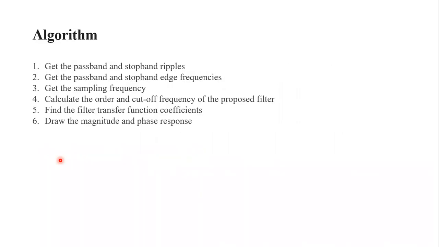This is the algorithm I will use. Basically, it requires these three inputs that will be obtained from the given problem: passband and stopband ripples, passband and stopband edge frequencies, and sampling frequency. And these three will be given in the problem.